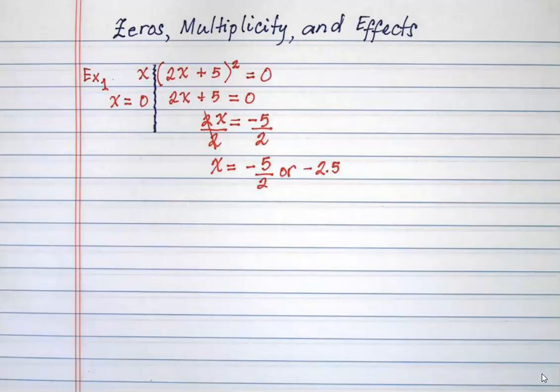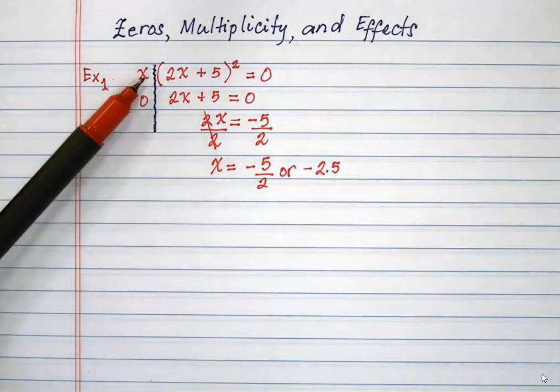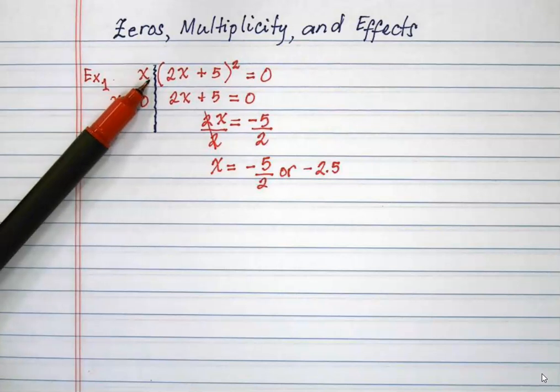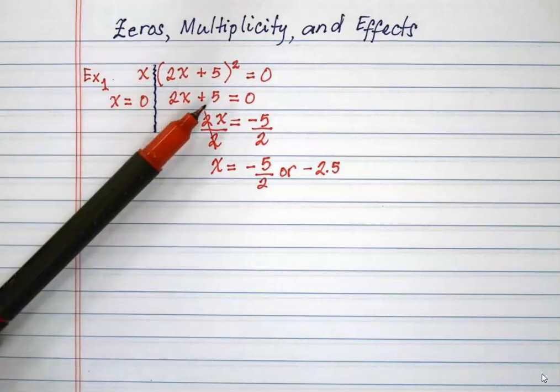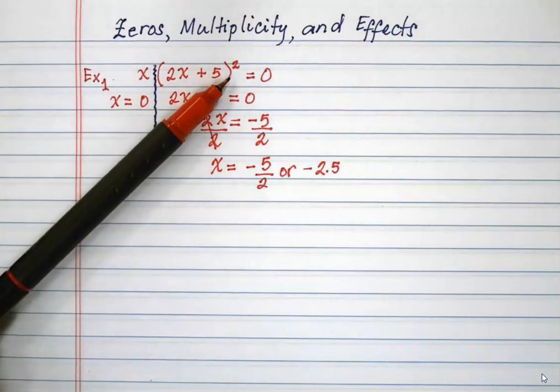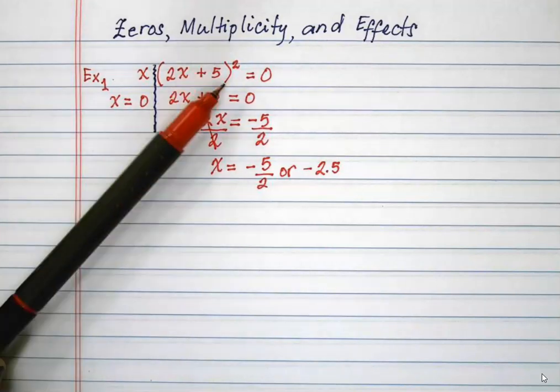Multiplicity is the exponent of the factors. The exponent over here, as you can see, is not shown, so it's understood to be 1. Therefore, the multiplicity for this factor is 1. Here, the exponent of this factor is 2, so the multiplicity here is 2.